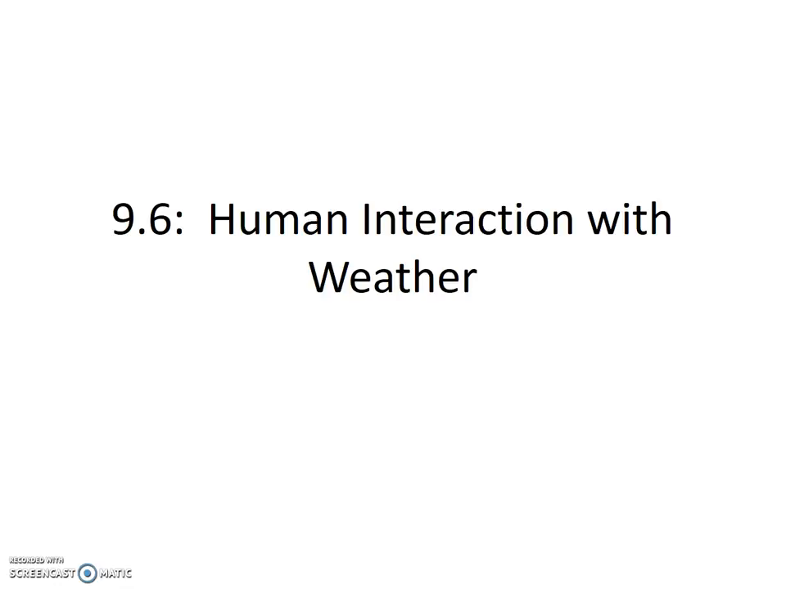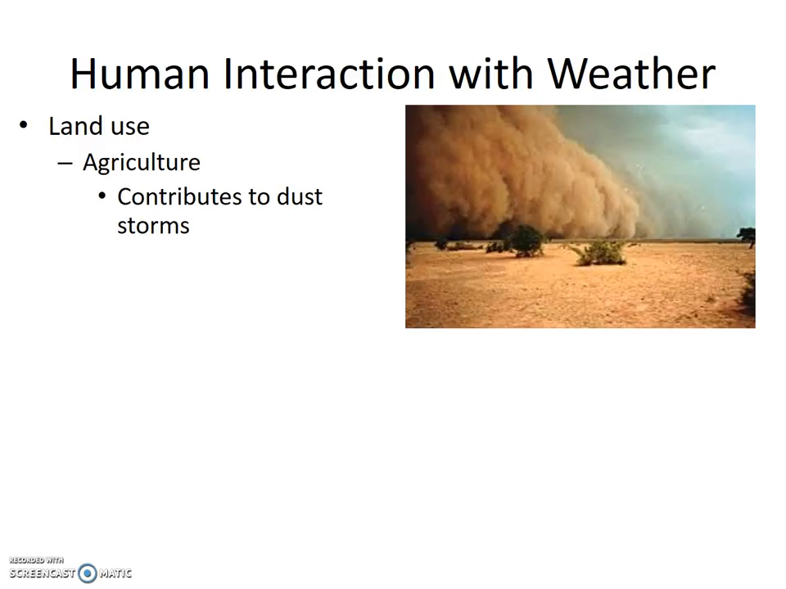9.6. Human interaction with weather. We can certainly make some severe weather worse. For instance, land use, such as agriculture and overgrazing, can contribute to dust storms. The picture here is of one stunning dust storm rolling across an arid landscape. Everyone, better get inside.